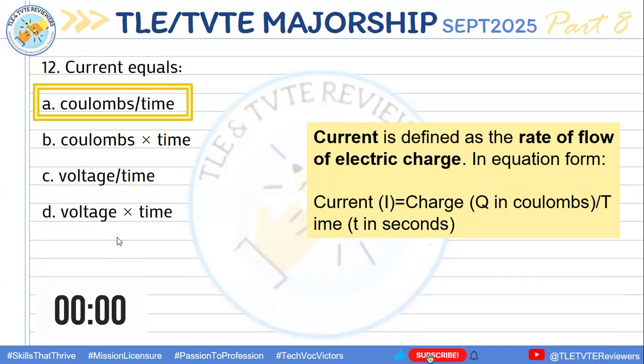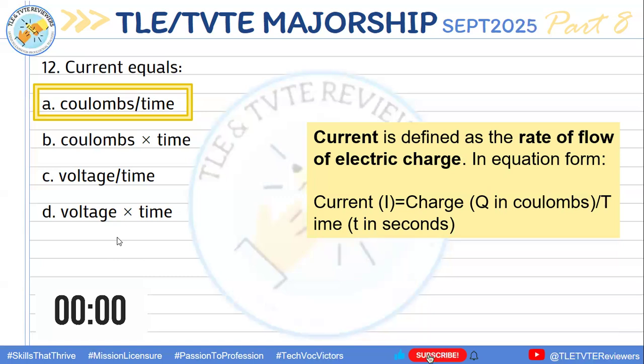For letter B, coulombs times time, this is incorrect because multiplying charge by time doesn't give current. It gives a quantity with incorrect units and no physical meaning in this context. For letter C, voltage over time, still incorrect because voltage divided by time doesn't represent current. The relationship involving voltage and current is given by Ohm's law, which is I equals V over R, where R is the resistance. So still not the answer.